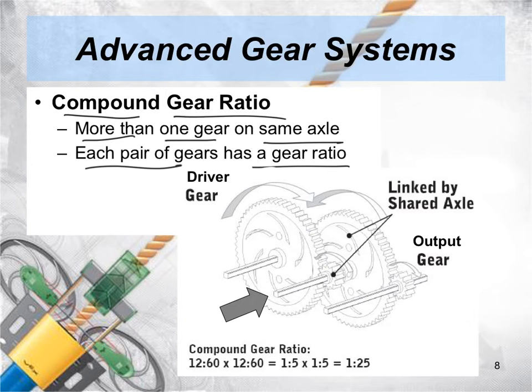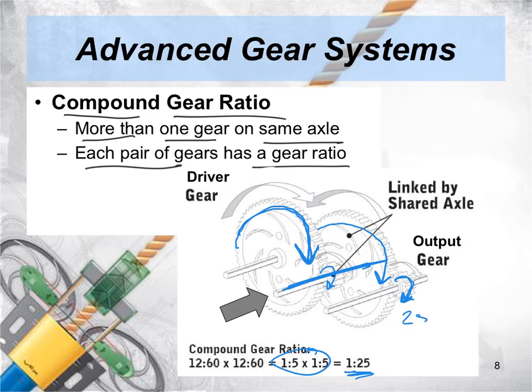It means that when this big gear turns once, it's turning this little gear 5 times. And because we have a compound gear ratio where we are sharing the same axle, we multiply these gear ratios together. And so when this big gear is turning once, it's turning this little gear, because of all the other gears, 25 times.